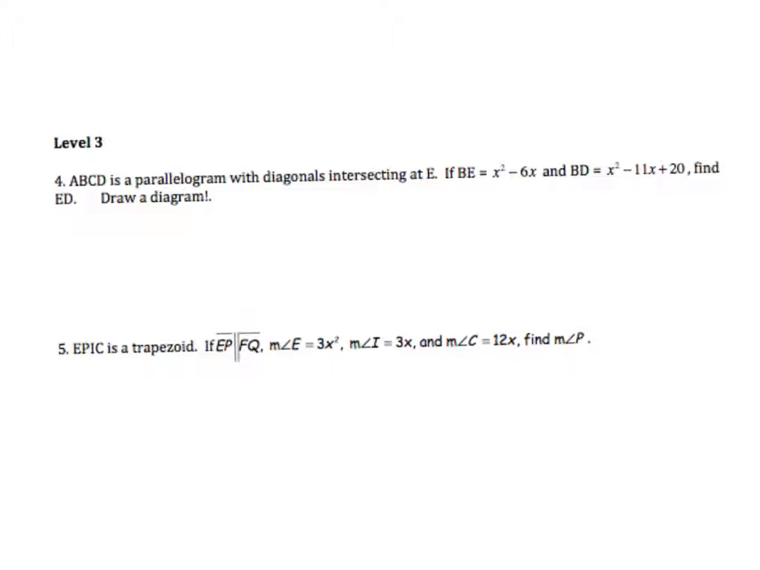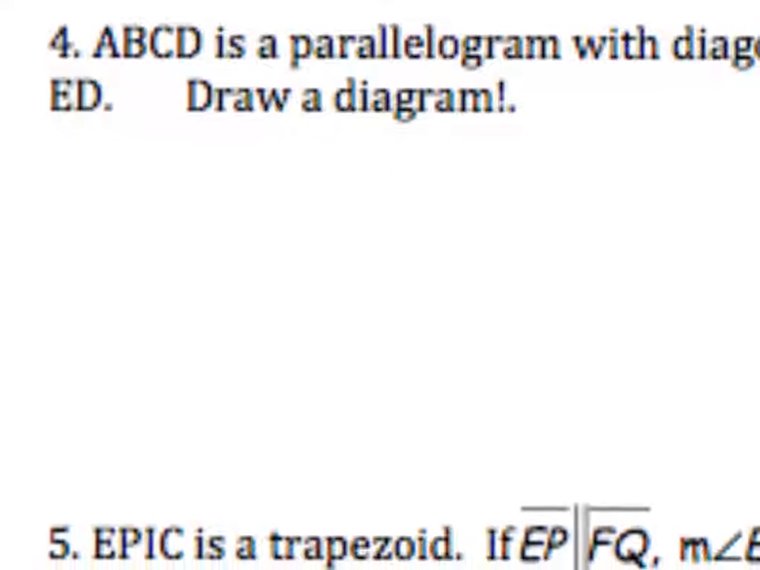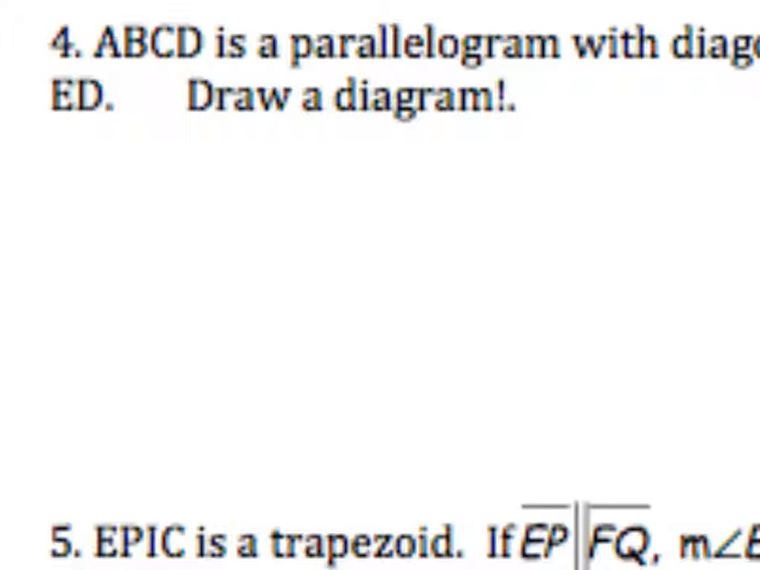So in number 4, it says ABCD is a parallelogram with diagonals intersecting at E. BE has that expression x squared minus 6x, and BD is x squared minus 11x plus 20. Find ED. So it wants us to draw a diagram, and that is such a great strategy for you if you don't have a picture drawn for you.